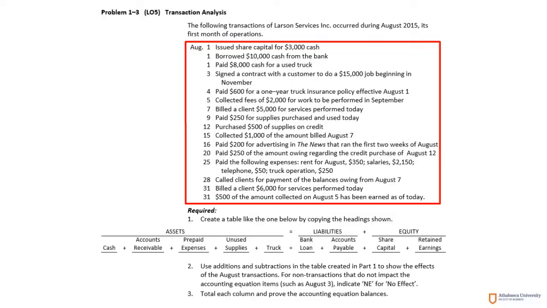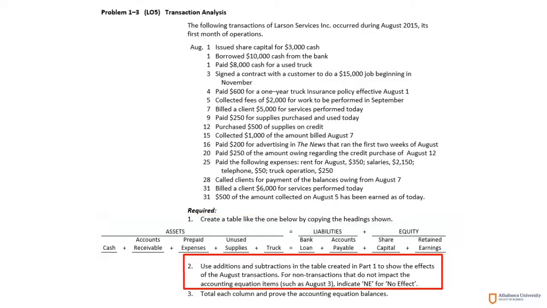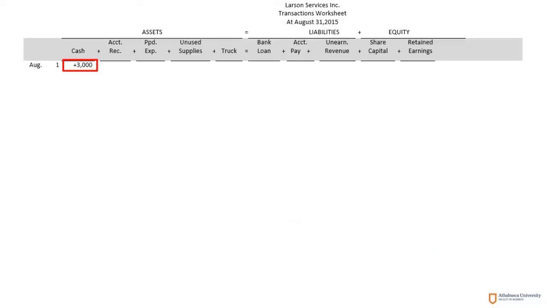We are given Larson Services Inc.'s transactions for the month of August and must create a table as shown in Part 1 of the required. We will then show the effects for each August transaction in the table. Let's begin with the August 1st transaction where share capital was issued for $3,000 cash.